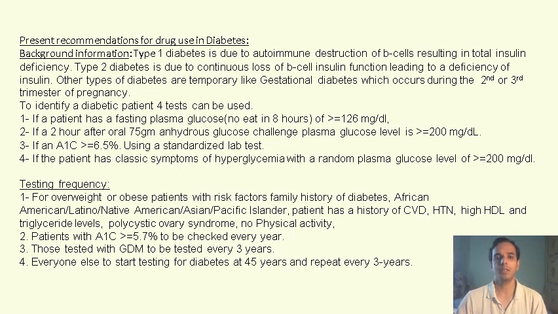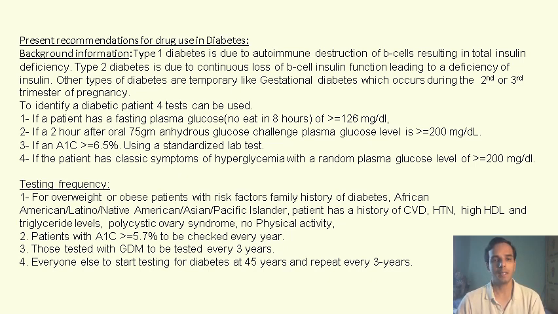Some background information. Type 1 diabetes is due to an autoimmune destruction of beta cells resulting in total insulin deficiency, while type 2 diabetes is due to continuous loss of beta cell function, leading to a deficiency of insulin. Other types of diabetes are temporary, like gestational diabetes, which occurs during the second or third trimester of pregnancy.